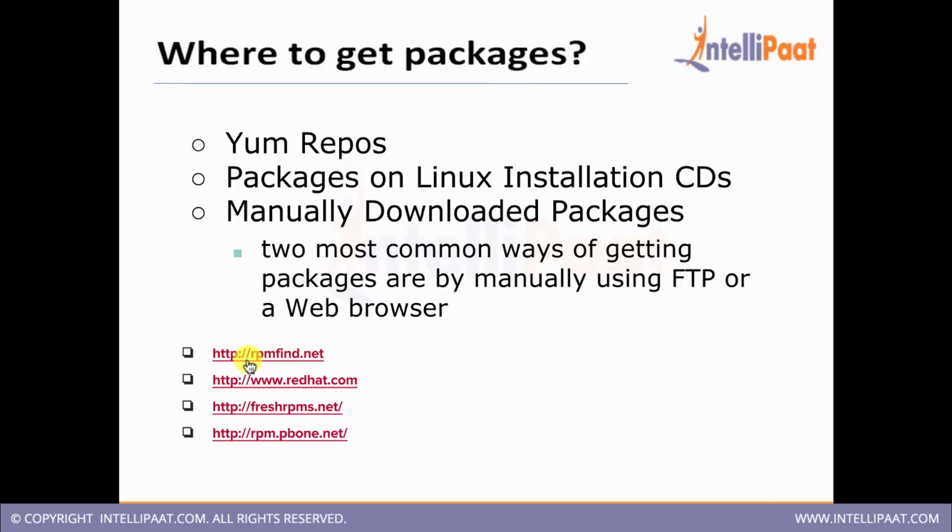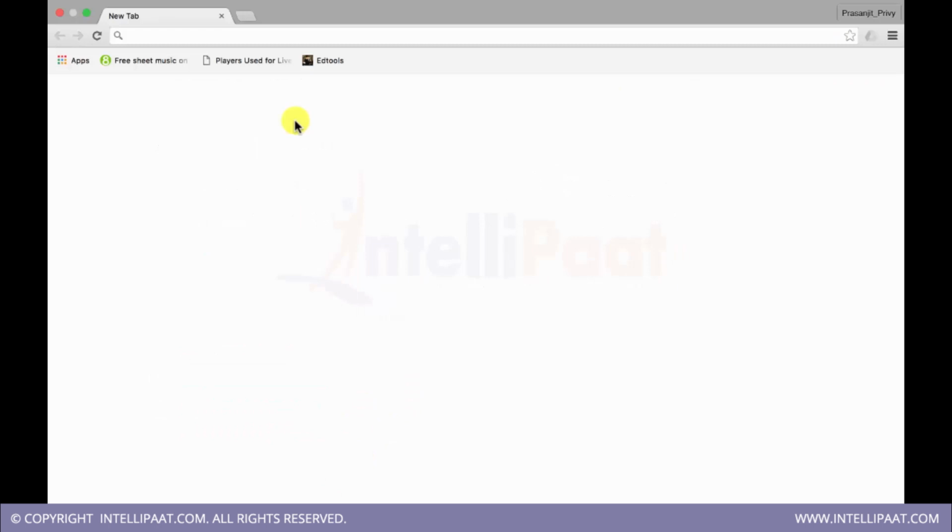So these websites, rpmfind.net, redhat.com, freshrpms.net, rpmpbone.net, provide you RPMs. You have a simple search menu in there, and from there you can search and install the RPMs which you need. So first of all, let's get going and install one of the RPMs and find out. For that, let's first go and get the RPM, and I'll show you how to get an RPM from the internet. For that, let's start our browser.